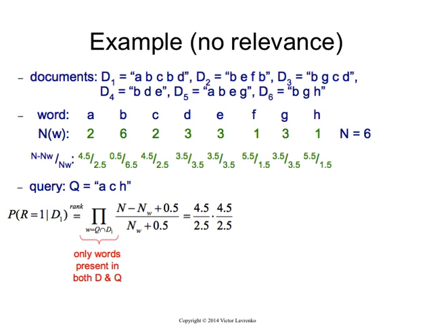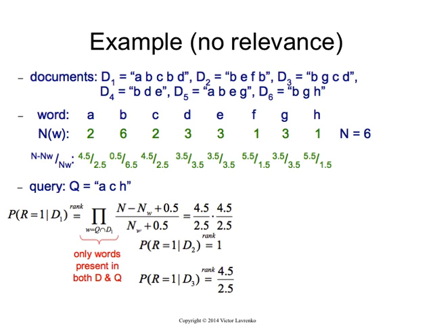So for the word A, we get 4.5 over 2.5, right? And for the word C, it should be 4.5 over 2.5. So we multiply them together, we get some sort of a number. Then we can repeat that for every document in the collection, right? So for D2, we're going to take an intersection of D2 and the query, and that's going to be the empty set, right? So the posterior probability of relevance for D2 is going to be 1, because our product goes over the empty set.